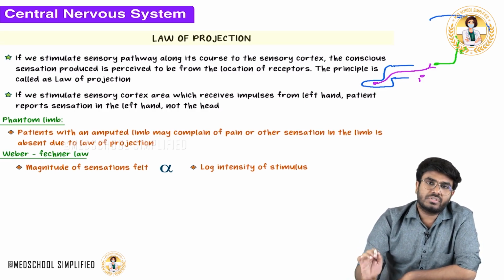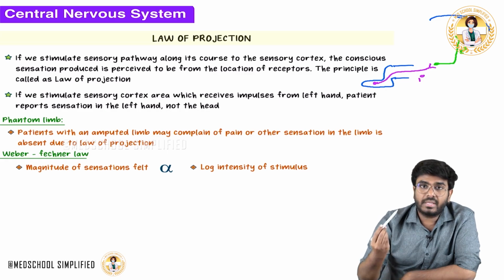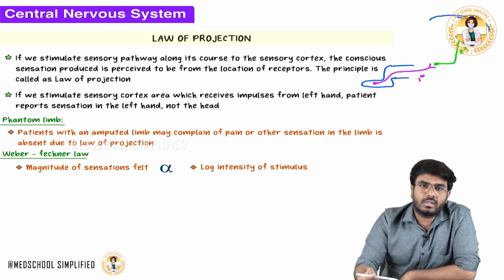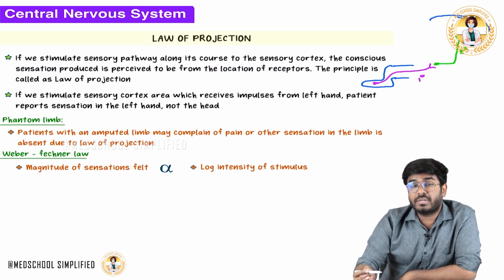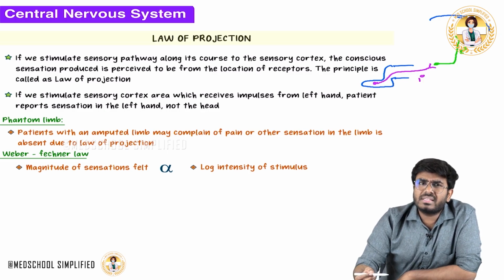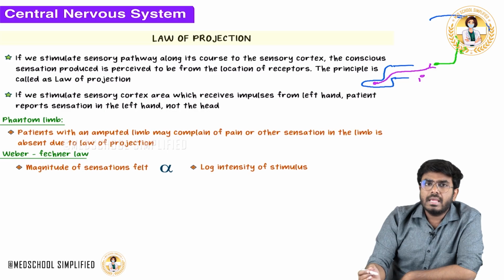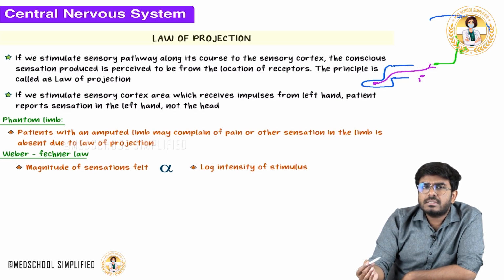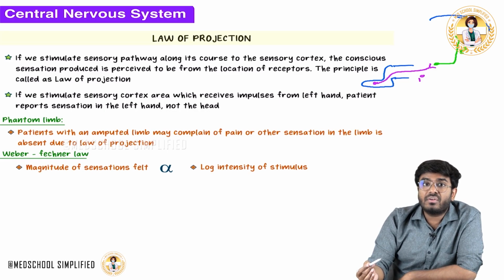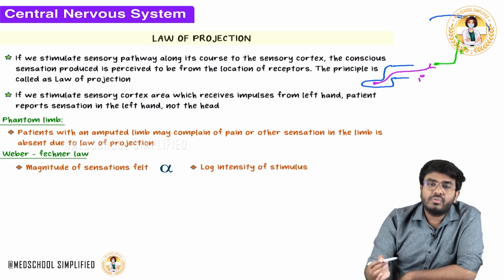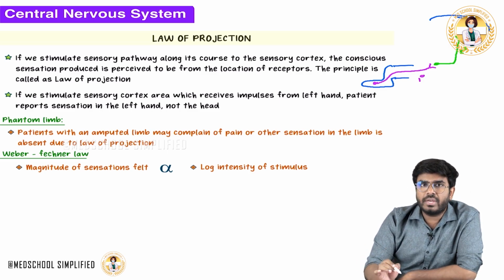Anywhere in this pathway, if you stimulate, for example, I am taking an electrode and stimulating the second order neuron in the spinal cord. Now, is the patient going to feel the sensation? Yes, the patient is going to feel the sensation. From where? Is he going to feel it in the spinal cord? No, he will feel that he is receiving the sensation from the receptor level. That means he feels something is touching his lower limb, something is touching his feet. This is called the law of projection. Anywhere in this pathway, if you stimulate, the patient will feel that the information is coming from the receptor level.